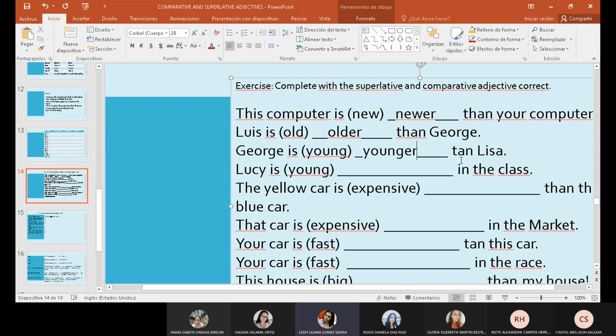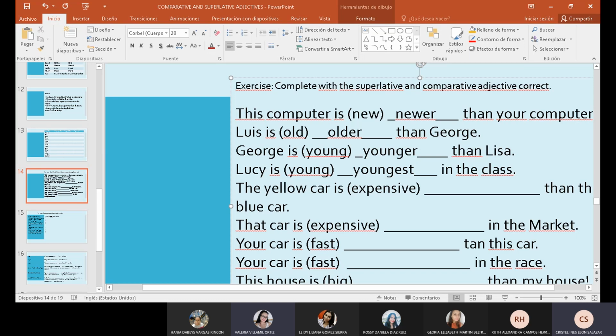Please, the other sentence. Lucy is young, most young in the class? Is it most young or is younger also used? Younger is the comparative. In that case, it would be youngest, the superlative. Lucy is the youngest in the class.